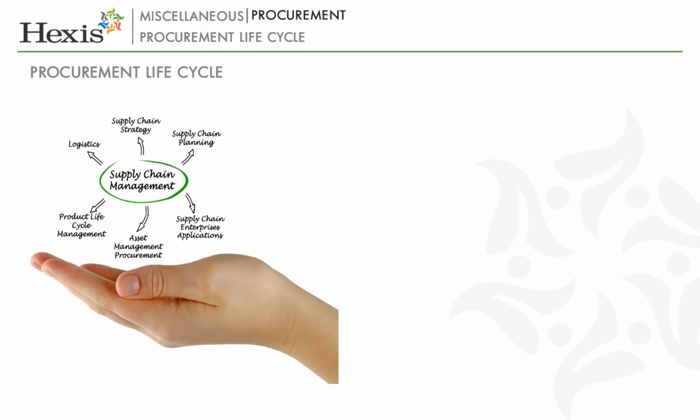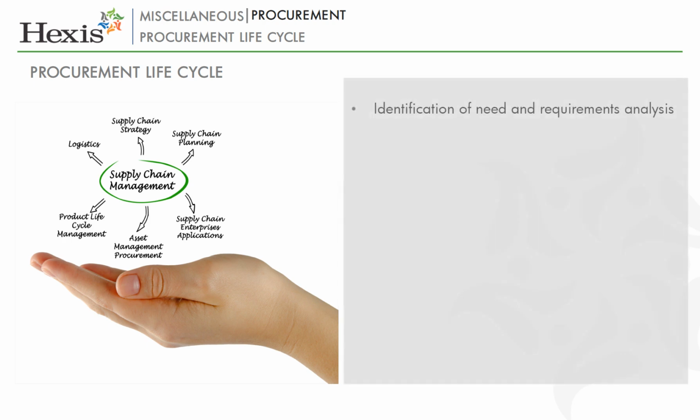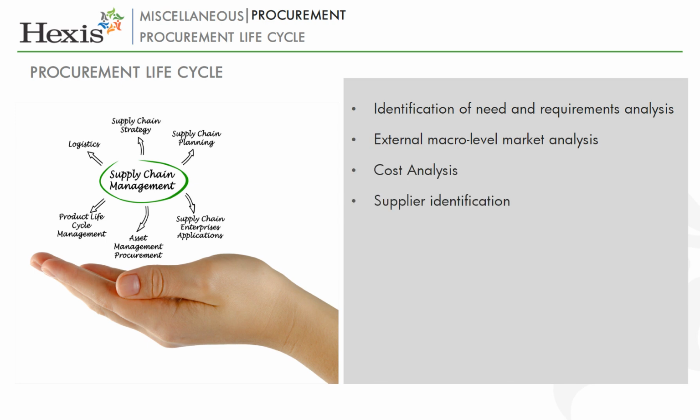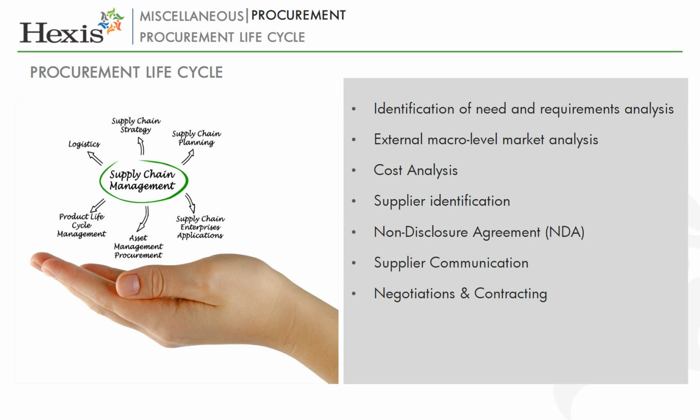Let us understand what is procurement life cycle. Most organizations think of their procurement process in terms of a life cycle. Some of the most common steps from the most popular frameworks include identification of need and requirements analysis, external macro level market analysis, cost analysis, supplier identification, non-disclosure agreement, NDA, supplier communication, negotiations and contracting, logistics and performance management, supplier management and liaison.